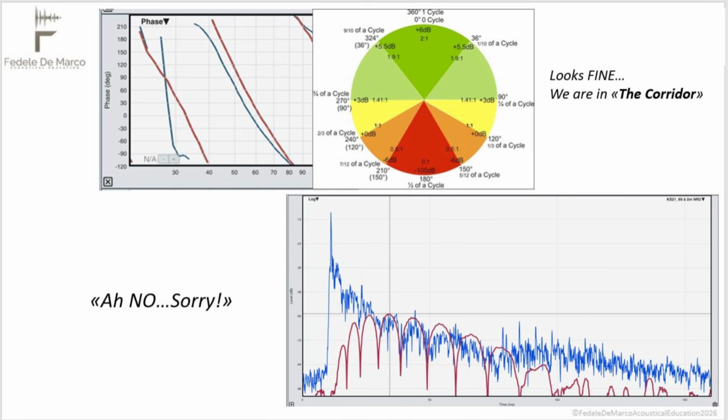Visually, the phase traces fall within the so-called phase corridor, and we do hear a summation, but your ears tell a different story. You lose focus, impact, and transient response. The time domain reveals the truth. The signals are desynchronized. What looks good enough in phase is actually misaligned in time.